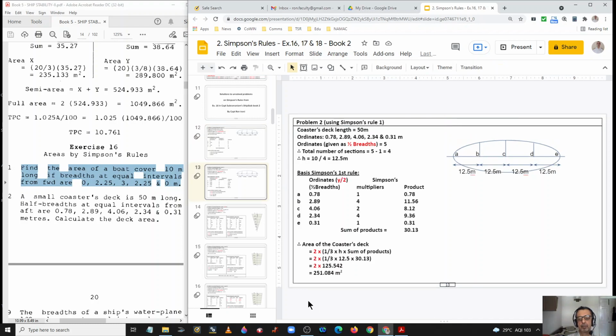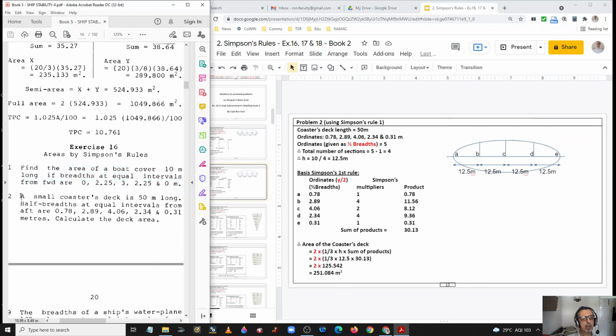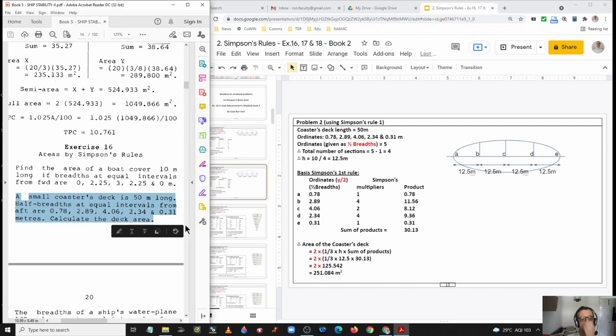On to problem number 2. A small coaster's deck, 50 meters long, half breadths at equal intervals from aft are 0.78, 2.89, 4.06, 2.34 and 0.31 meters, and we have to calculate the deck area.